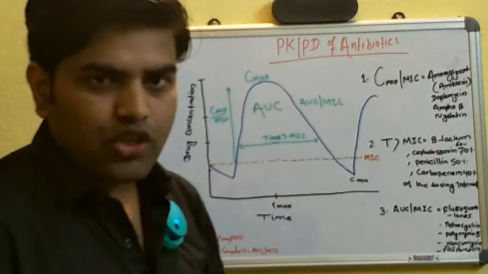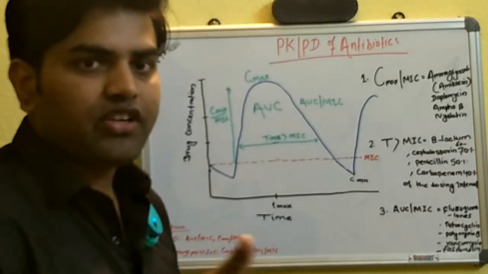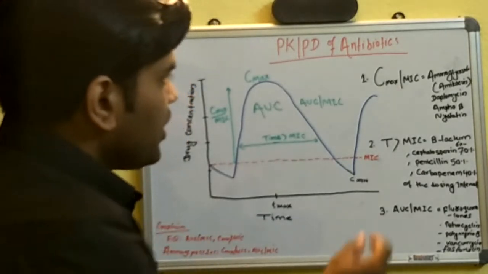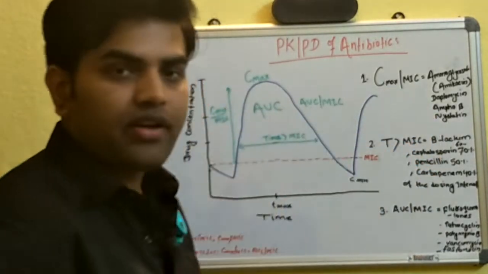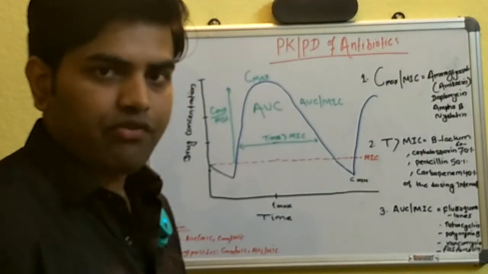For Cmax over MIC, you should never go to lower doses or increased frequency of doses. You have to keep the drug concentration higher. A once daily dose is usually preferred. Okay, that will be the safety profile.